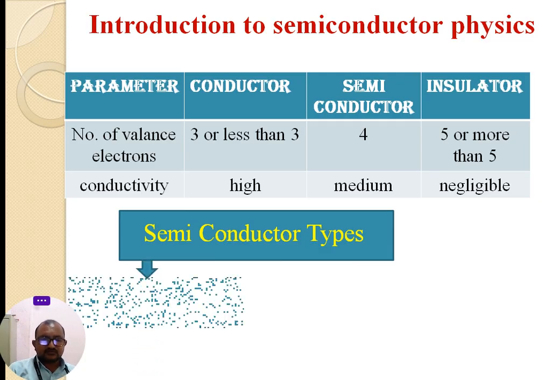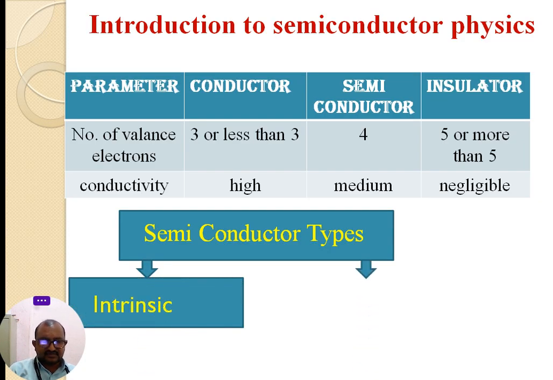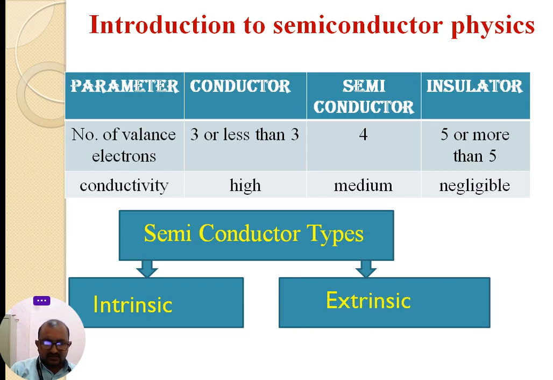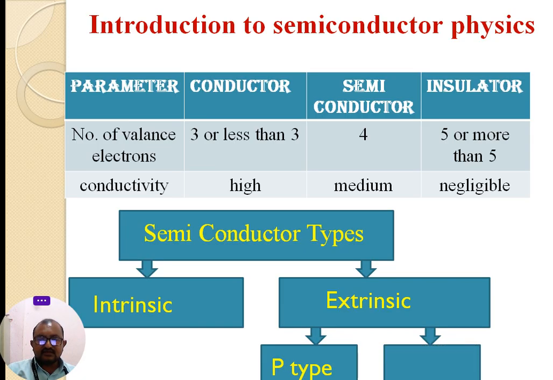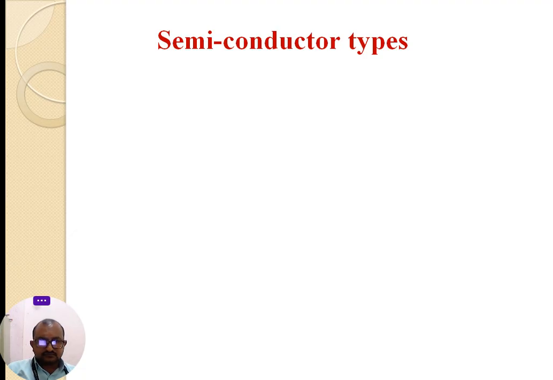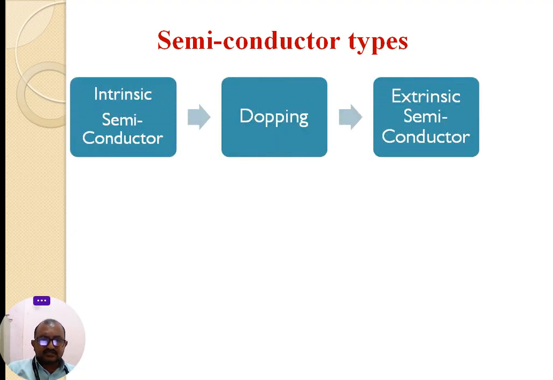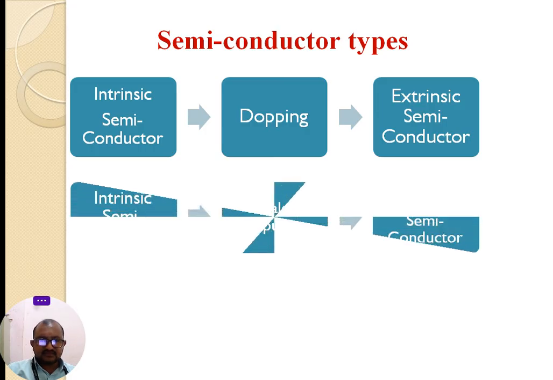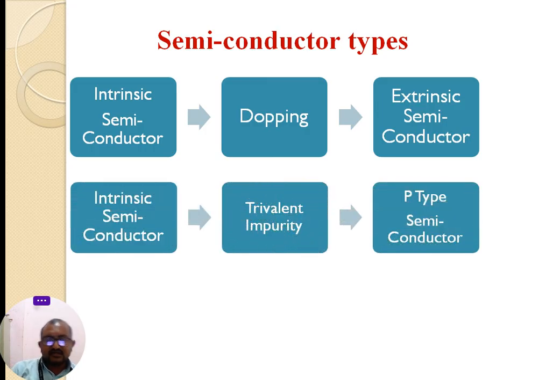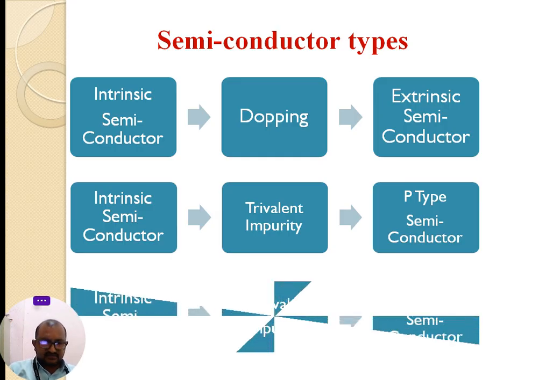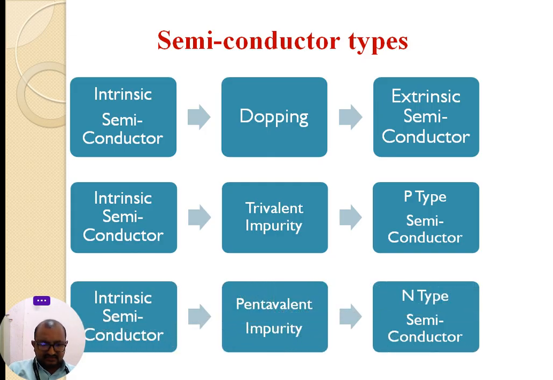Then there are two types of semiconductor: one is the intrinsic semiconductor, and the second is the extrinsic semiconductor. The intrinsic semiconductor is a pure form of semiconductor. The extrinsic semiconductor is divided into two types: the P-type semiconductor and the N-type semiconductor. If a trivalent impurity is added to an intrinsic semiconductor, it forms the P-type semiconductor. When a pentavalent impurity is added to an intrinsic semiconductor, it forms the N-type semiconductor.